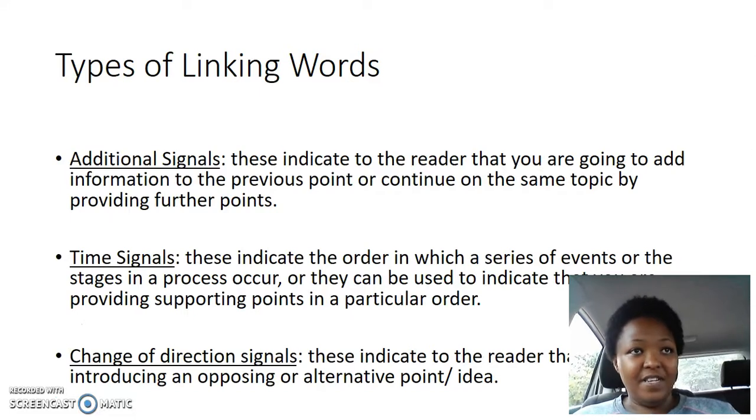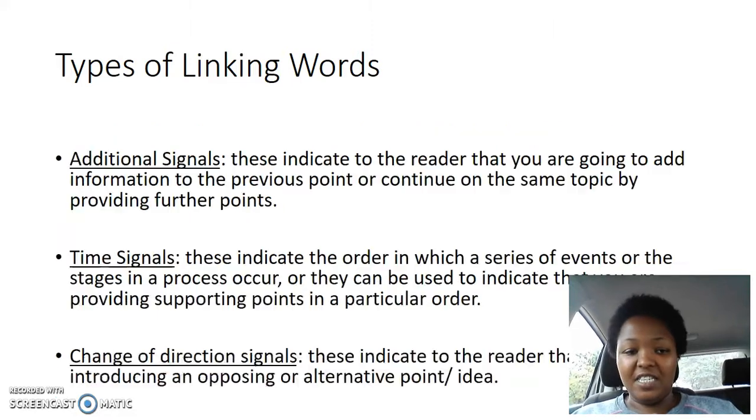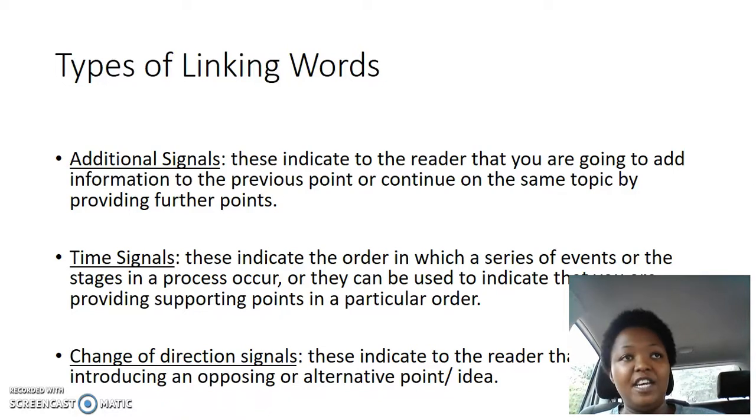There are different types of linking words. So we have additional signals, time signals, change of direction signals, cause and effect, conclusion signals, and illustration signals. Additional signals are those that indicate to the reader as you're writing your essay or your assignment piece that you're going to add information from the previous point to the next point or continue on the same topic by providing further details. So, for example, we might say that the dog is crossing the street. The dog is run over by a car.